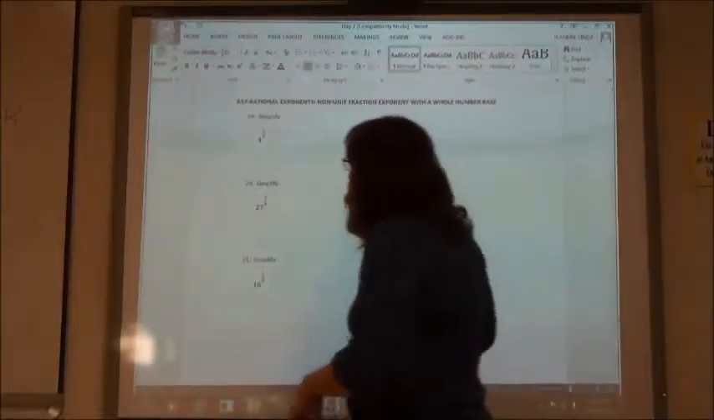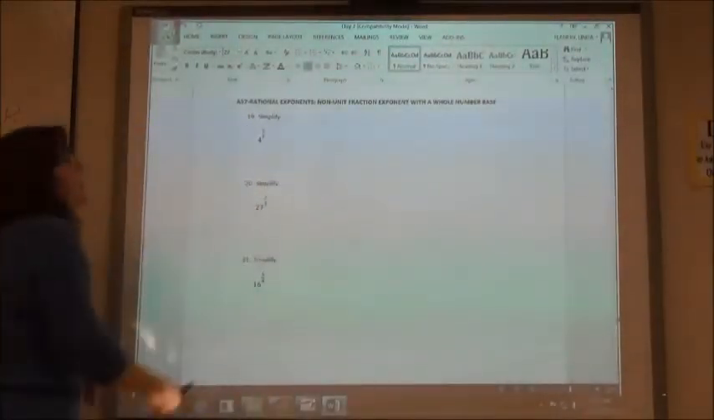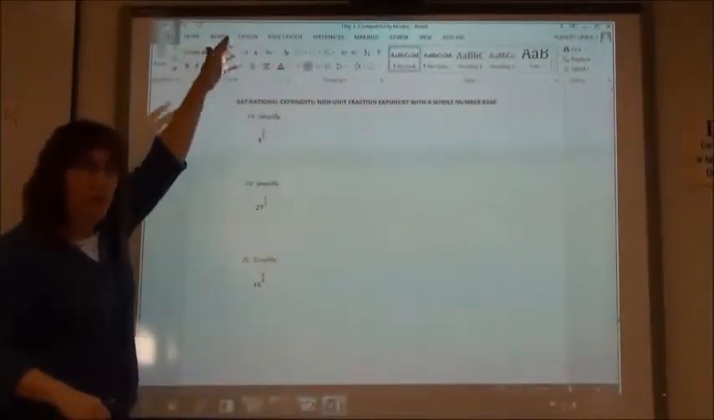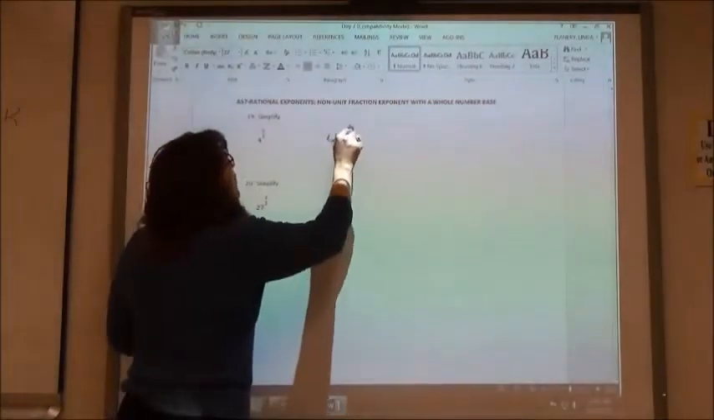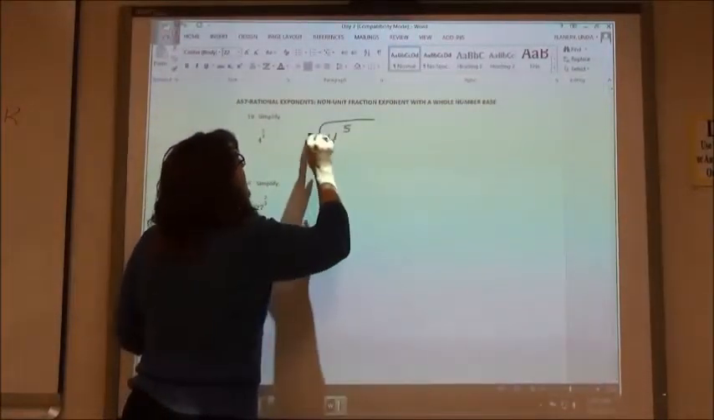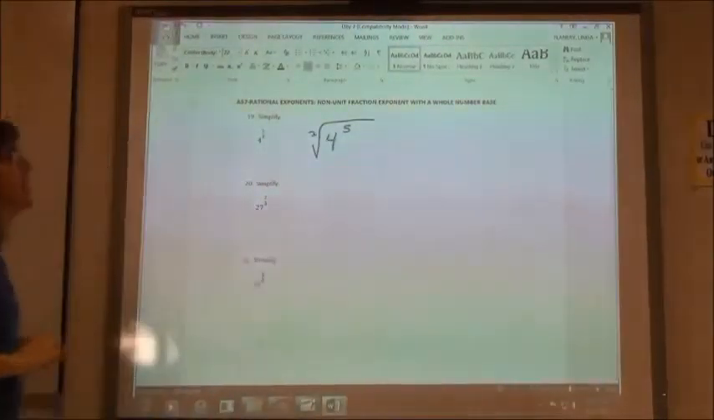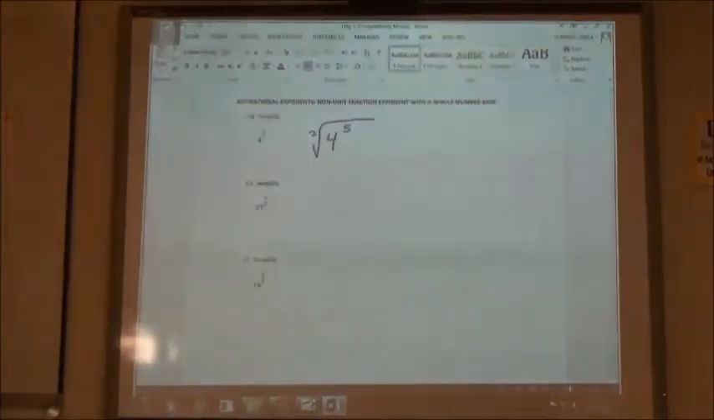So if I wanted to simplify something with a fractional exponent, what I'm going to do is rearrange it and write it as a radical expression. Doing the same thing here, only now we have a number. 4 to the 5/2 would be 4 to the 5th, and I'm going to take the square root. Again, I don't really need that 2 there, I'm just going to write it for effect.